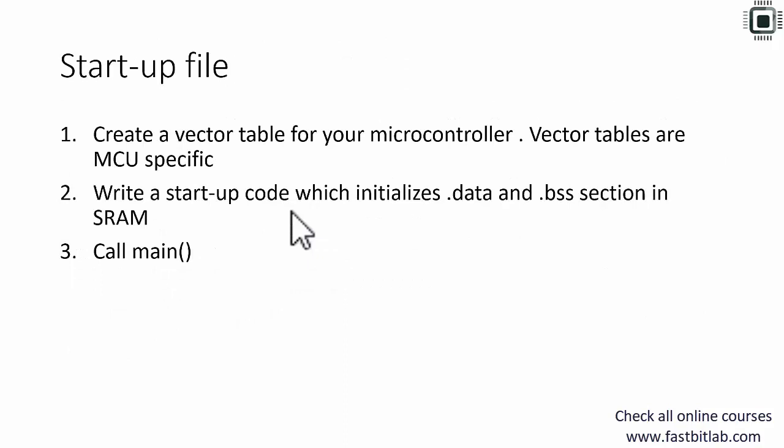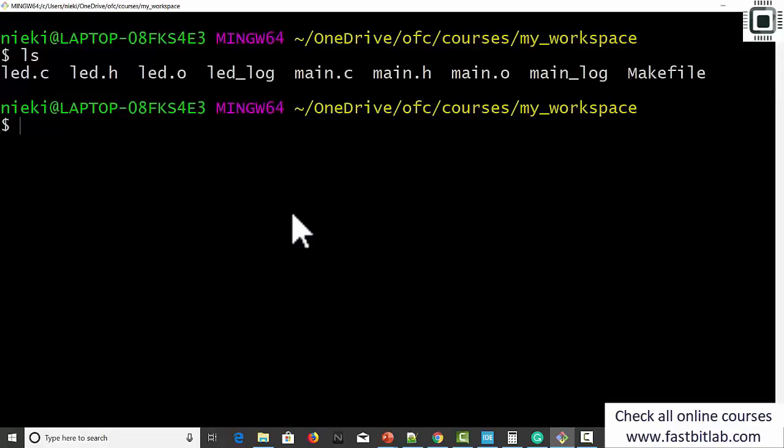Let's write the startup file for our microcontroller. We are going to do three important things in the startup file. The first one is to create a vector table for the microcontroller which we are using. Vector tables are MCU specific, remember that. After that, we have to write startup code which initializes the .data and .bss sections in SRAM. And after that, we are going to call main.